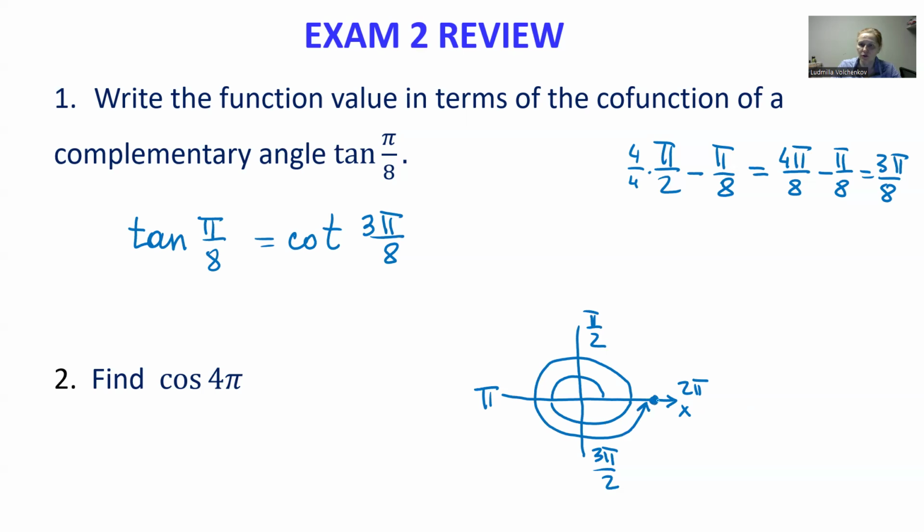So on a unit circle, it will be the point with coordinates 1 and 0. 1 means cosine. If it is on a unit circle, then this is cosine. This is sine, the second coordinate. So cosine of 4 pi is 1.